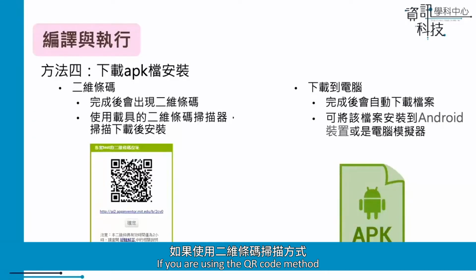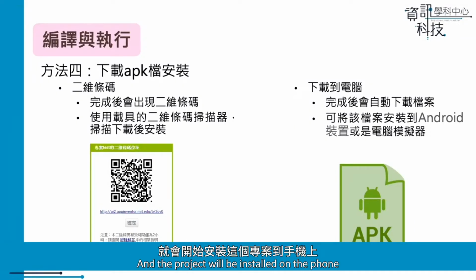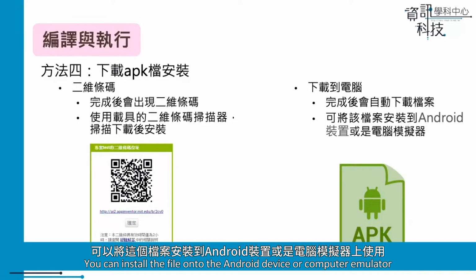If you are using the QR code method, a QR code similar to the one above will appear after the APK file is downloaded. You need to scan the QR code with your Android device, and the project will be installed on the phone. If you choose to download the APK file to the computer, a file will be created after downloading is completed. You can install the file onto the Android device or computer emulator.